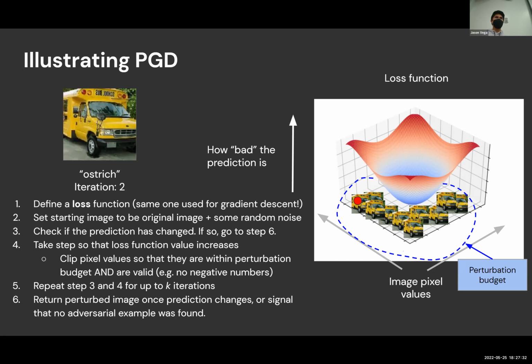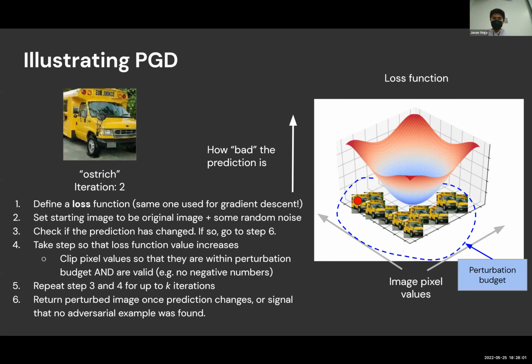Are there any questions so far? Yes. Since it's trying to find when the prediction changes, is the purpose of PGD to find the boundaries of the scope of how good the prediction is, the boundary of when it actually gets it wrong?